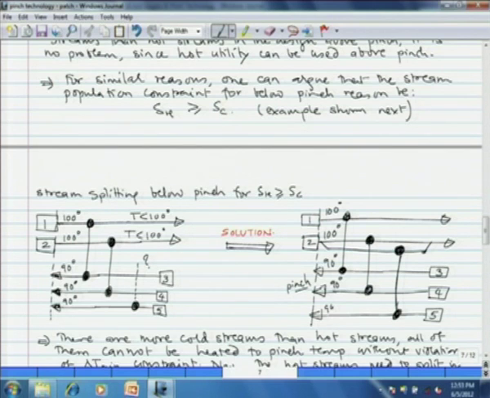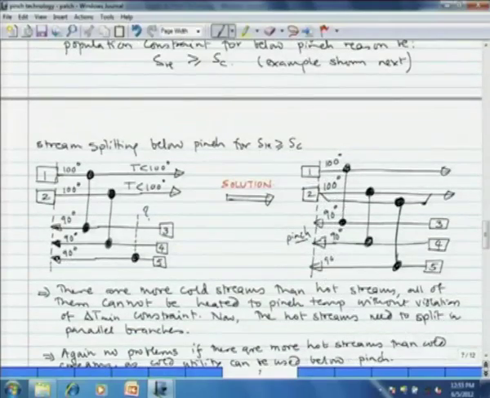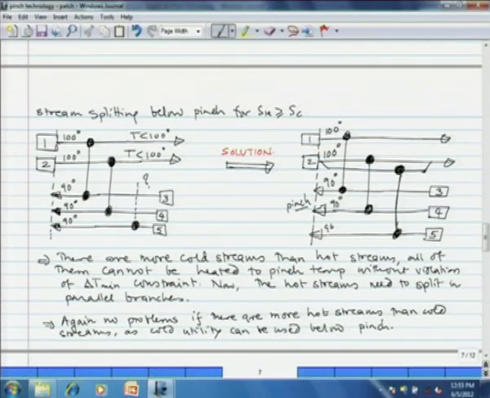So, all hot streams and all cold streams should have partners. If any hot stream does not have a cold partner, that discrepancy can be met with cold utility. Now, I am showing a similar situation here. We have here 2 hot streams below the pinch region and 3 cold streams.